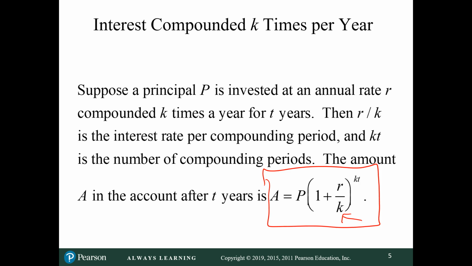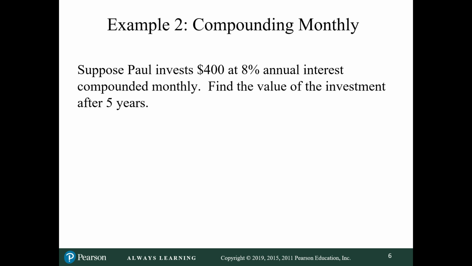Okay, so we're going to take an example, and we're going to even do more than the number of problems that they tell us to do. All right. Suppose Paul invests $400 at 8% interest compounded monthly. Find the value of the investment after 5 years. So we're going to do monthly here.